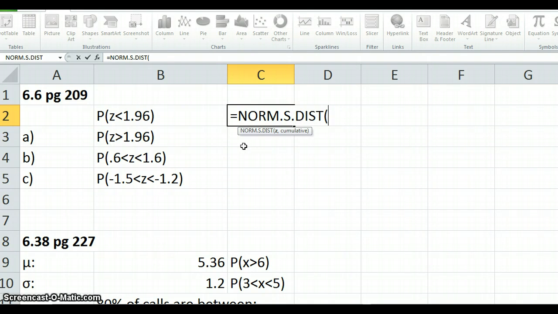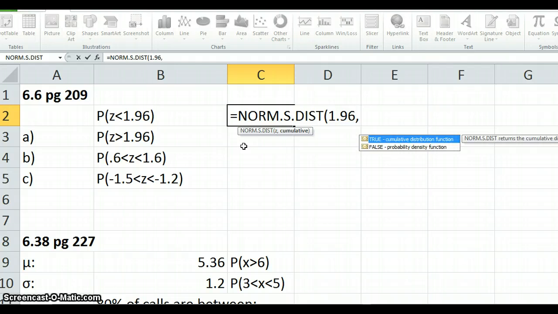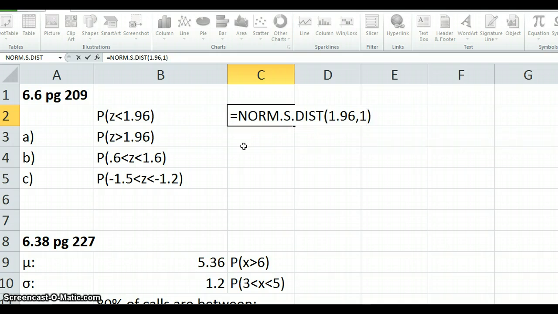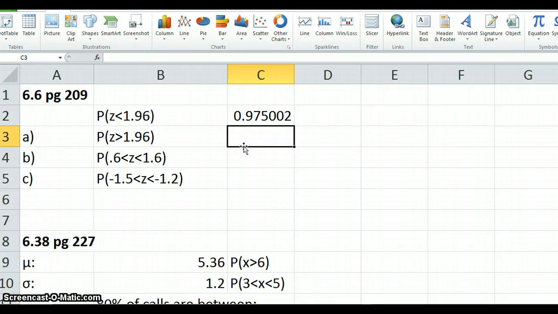It just wants to know two things: a z-score, and whether I want cumulative. The answer is yes, I want cumulative, so I'll put true or 1 for that part of the function. The z-score is 1.96, comma, 1 for true because I want the cumulative. I want to know what proportion of the curve has accumulated as I go from -infinity to 1.96. I hit enter, and I get 0.975 of the data.